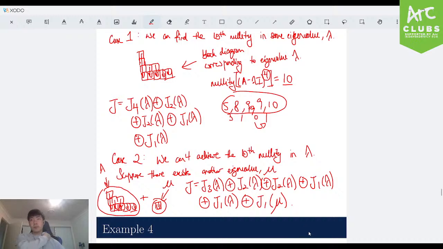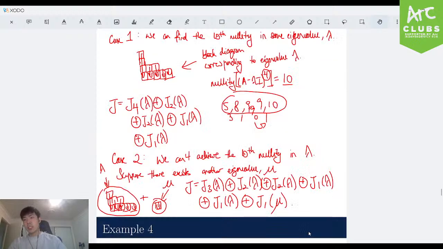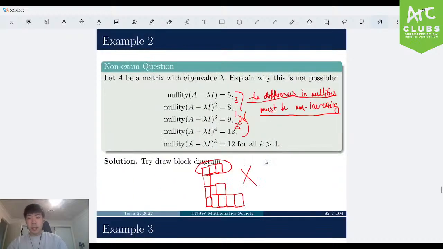Okay? So these will be our possible cases on achieving our 10th nullity in this question. That's why it says find all possible Jordan forms, because there's actually 2 possible Jordan forms. The case where we can get this last 10th block from the same eigenvalue, and another case where we can't get this last 10th block from the same eigenvalue, so it must have belonged to some other eigenvalue that we are letting be called mu. I hope these 2 examples make sense and illustrate how useful block diagrams are.